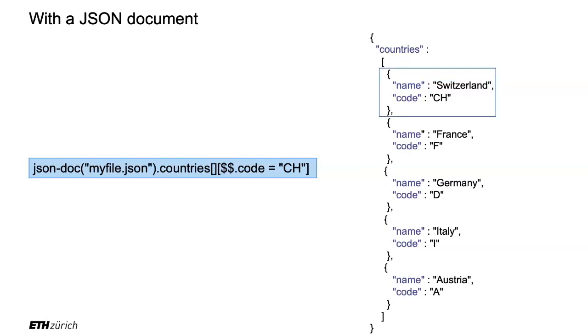So now that I have picked the one with code CH, .name gives me Switzerland. So that's a sequence of one string, Switzerland. Who understands this query? All right, awesome. So you see, it's quite intuitive to do.